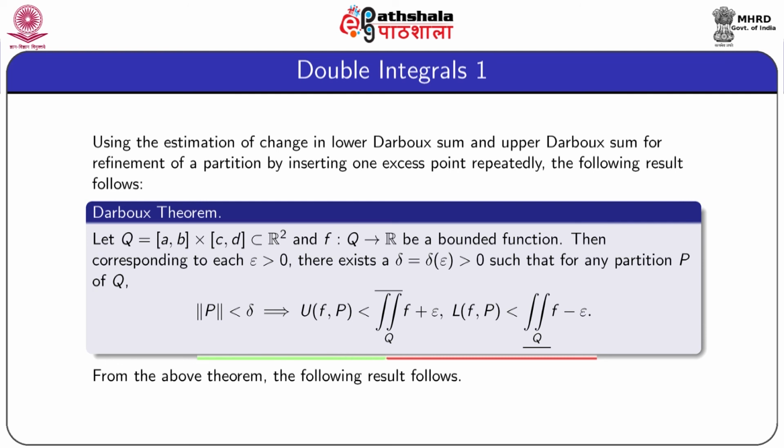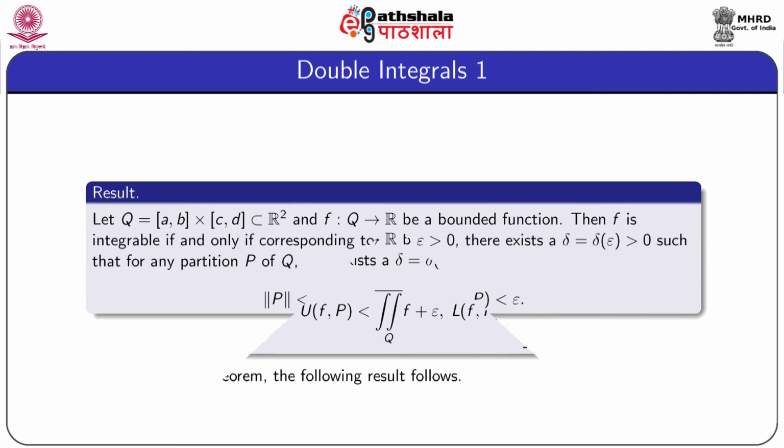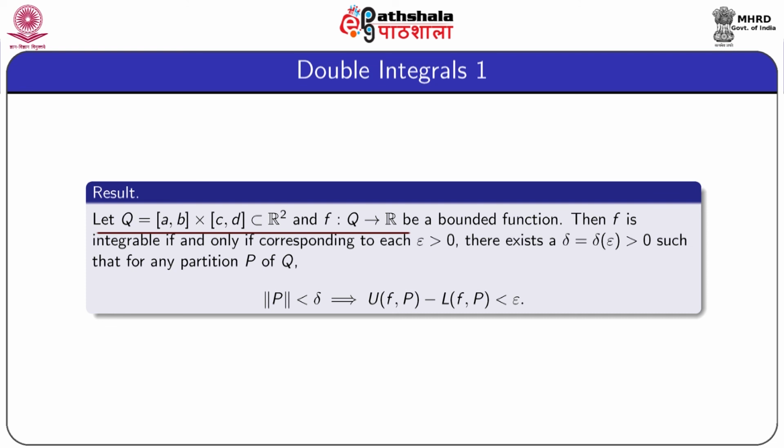U(f,P) less than upper integral of f plus epsilon and L(f,P) greater than lower integral of f minus epsilon. From the above theorem, the following result follows. Result: let Q equal to [a,b] cross [c,d] and f from Q to R be a bounded function. Then f is integrable if and only if corresponding to each epsilon there exists a delta such that for any partition P of Q, norm P less than delta implies U(f,P) minus L(f,P) less than epsilon.